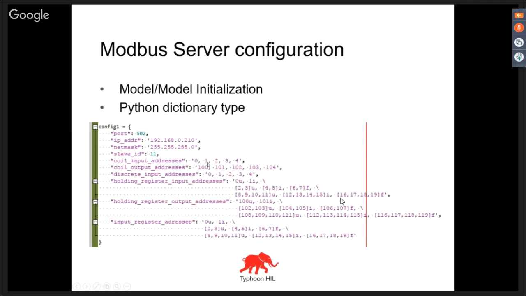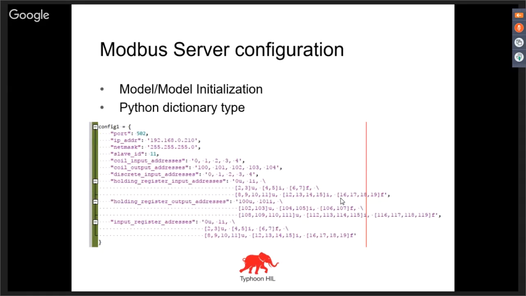And registers are defined basically by addresses, like a list of addresses for coils, like 0, 1, 2, 3, 4, and discrete input again. And for polling and input registers that are 16-bit, the values are somewhat different, meaning that you can group 2 or 4 addresses with these square brackets to represent one 32-bit or 64-bit register.